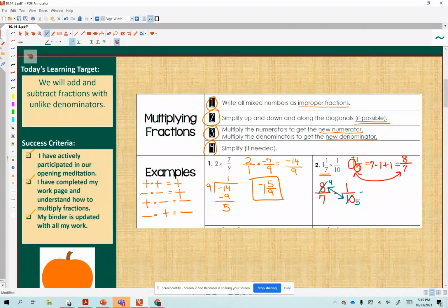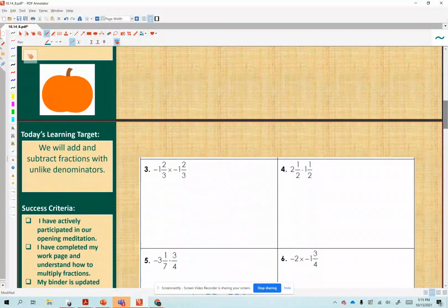Now we have smaller numbers to work with, and we multiply across. 4 times 1 is 4, 7 times 5 is 35. And this answer is as simplified as it can get. There's nothing else that we can do. So let's go on to number 3.